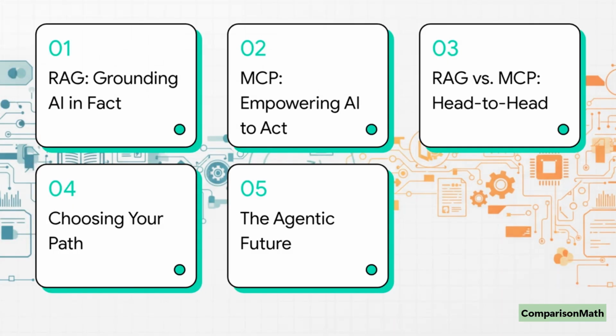We're going to look at two really powerful solutions. First up, we'll dive into RAG, which is all about grounding our AI in solid facts. Then, we'll talk about MCP, which is about empowering that AI to take real action. We'll put them head-to-head, figure out which one you need and when, and then take a peek at the agentic future where they both come together.